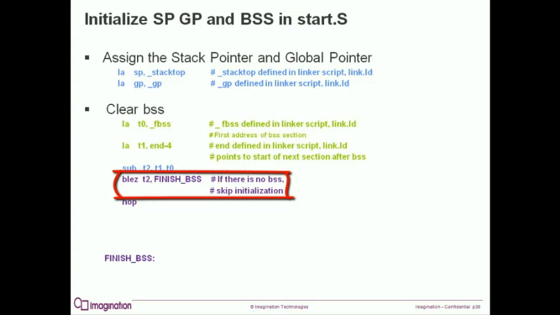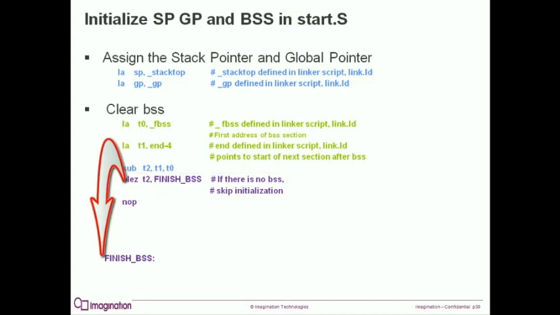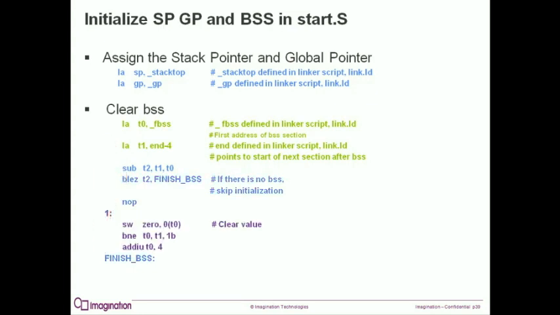I check the size to see if the BSS section exists and will branch to the end of the code if the section is 0, indicating that there is no BSS data. Next is a short loop that uses the 0 register to clear each word in the BSS section. It loops by testing the current address stored in the T0 register to the end address stored in the T1 register and loops until the addresses match. I will use the branch delay slot to increment the current address.